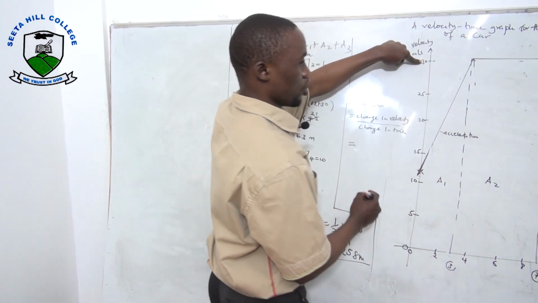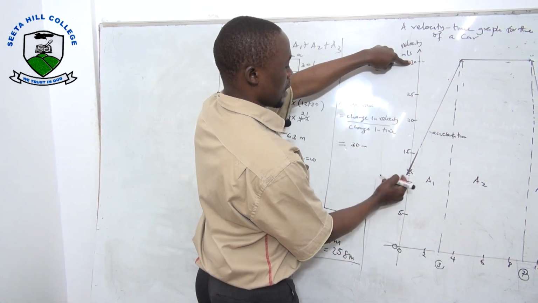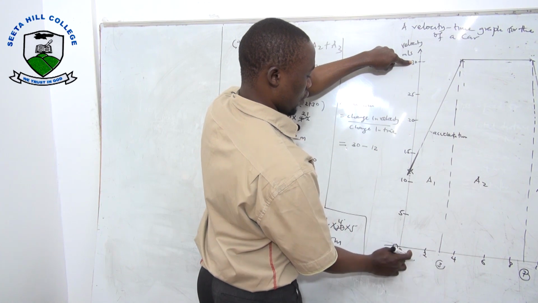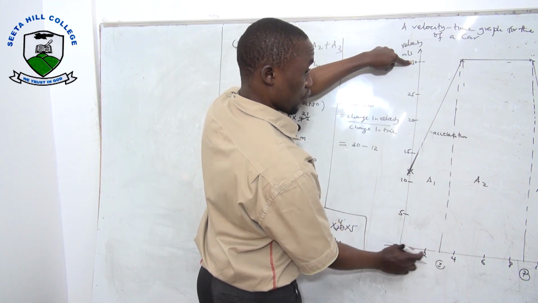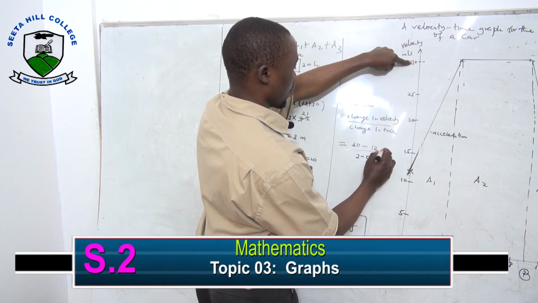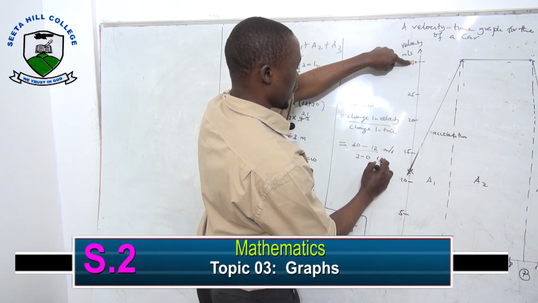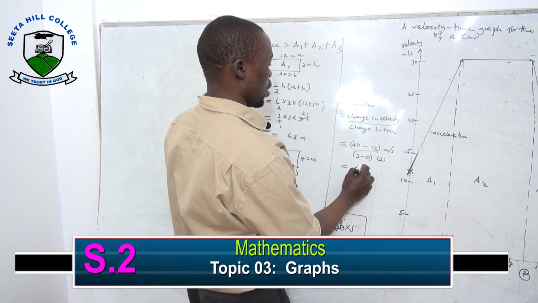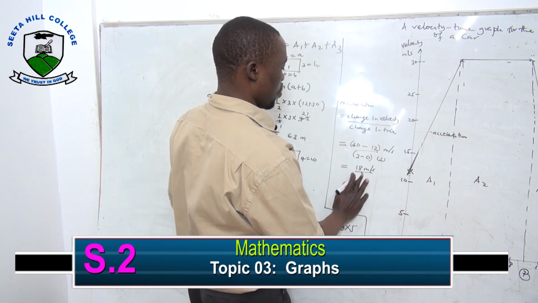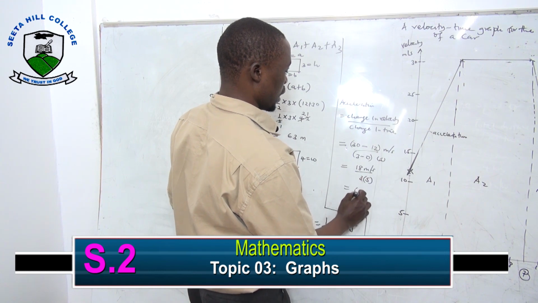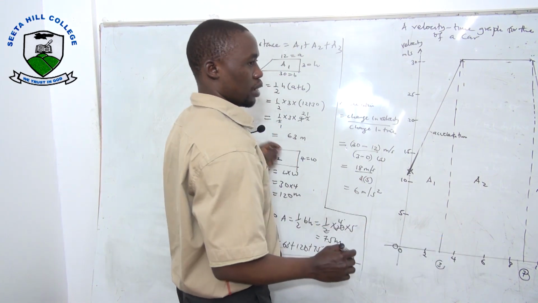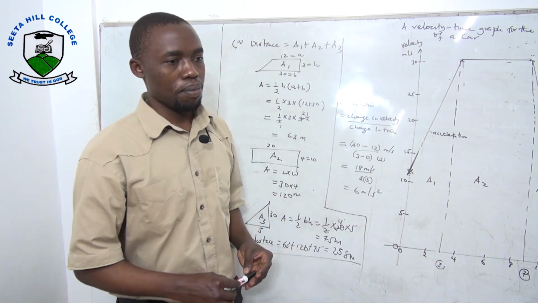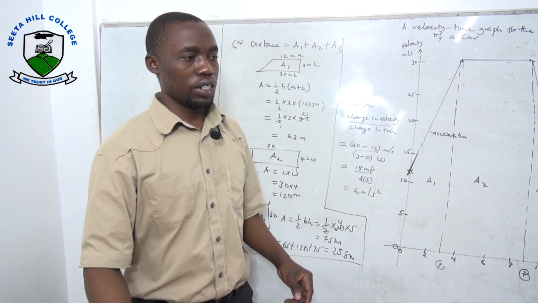Look at the final speed was 30 minus the starting one was 12, and the time difference is 3 minus 0. This is meters per second divided by second. What do you get here? 18 divided by 3, giving us 6 meters per second squared, because it's per second and per second again, therefore it's per second squared.